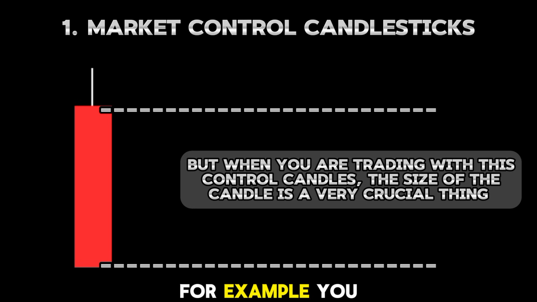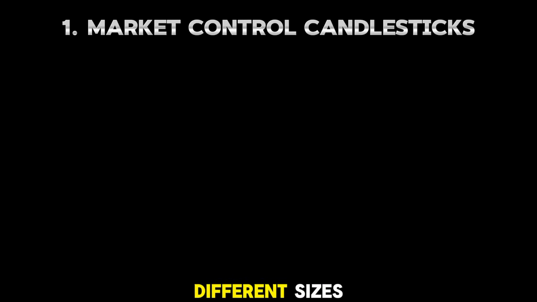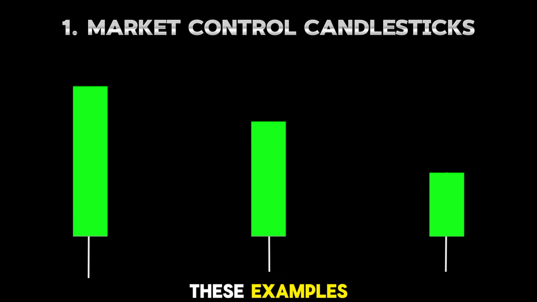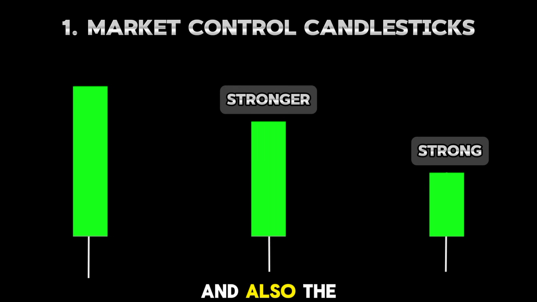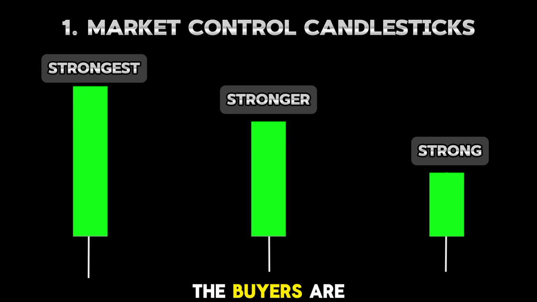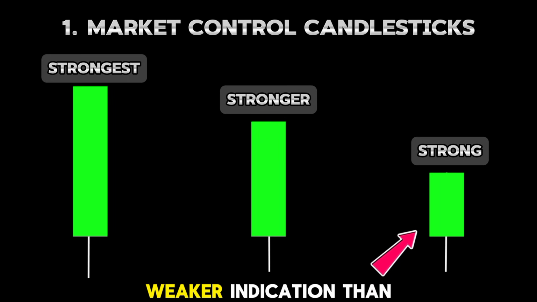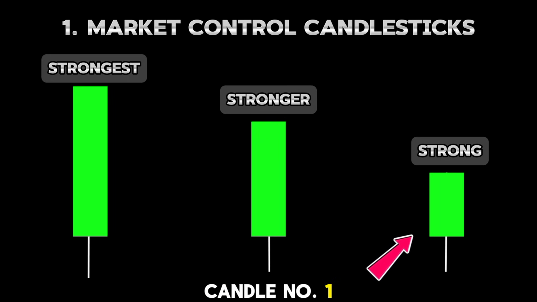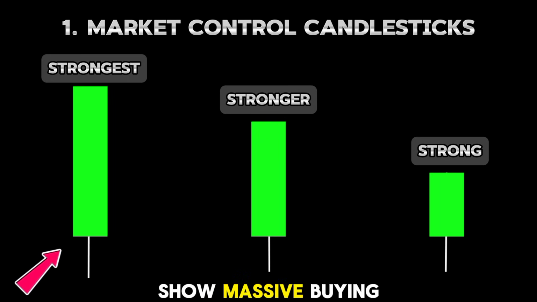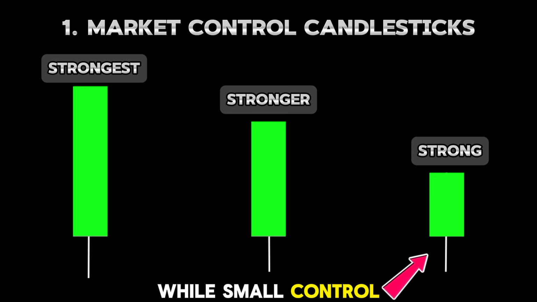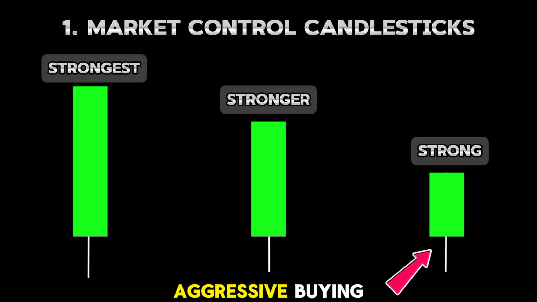For example, you could get these control candles in different sizes, just like in these examples. All of these examples are control candles with buying power, but the largest control candle is the strongest and also the best indication that the buyers are in control. But even though the last candle is still a control candle, it's a lot weaker indication than candle number 1. Large control candles show massive buying, while small control candles show less aggressive buying.